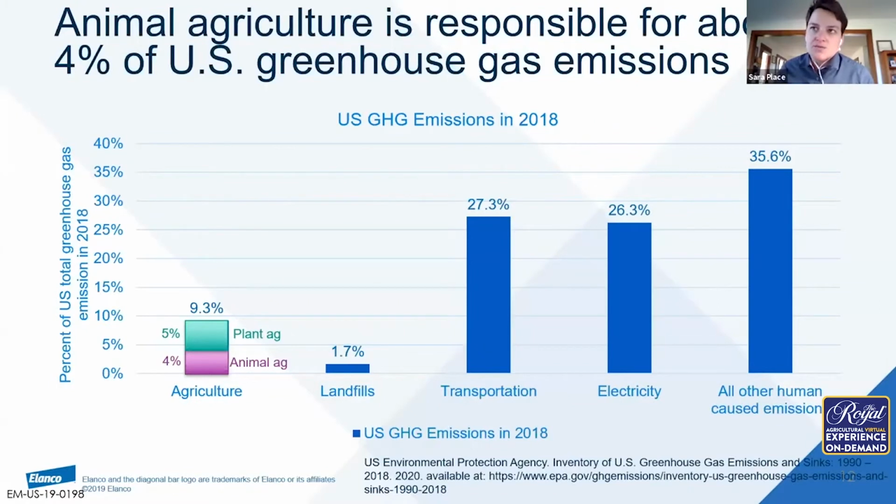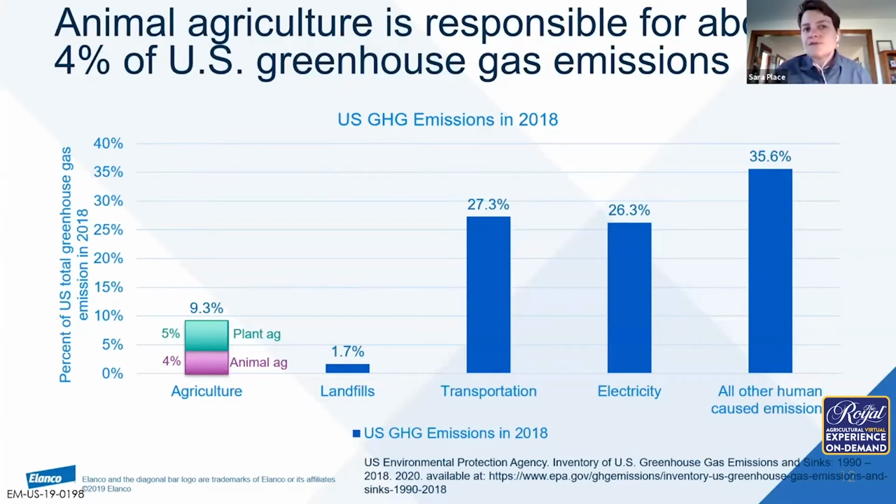So in the United States, what is animal agriculture responsible for in terms of greenhouse gas emissions? According to the EPA, it's about 4% of emissions. Keep in mind, these are the direct emissions that come from livestock themselves and from livestock manure. And if we look at plant agriculture, so all the cropping production, it's about 5%, right? So altogether, about 9% of US greenhouse gas emissions come from agriculture. Again, this is very similar in Canada. It's around 9 to 10% of emissions in Canada come from agriculture, okay?